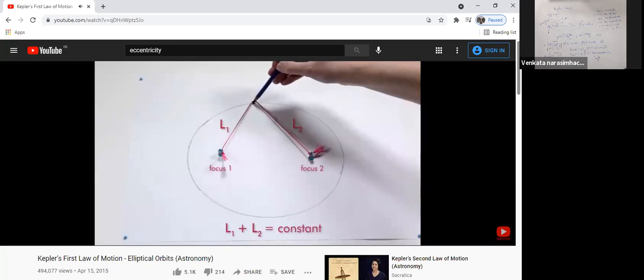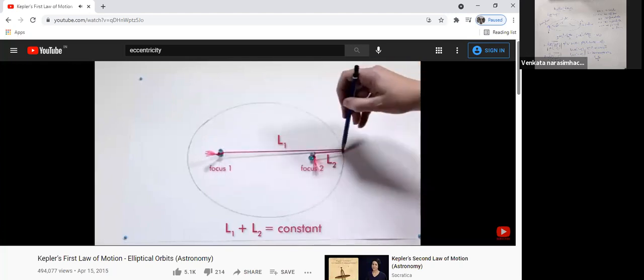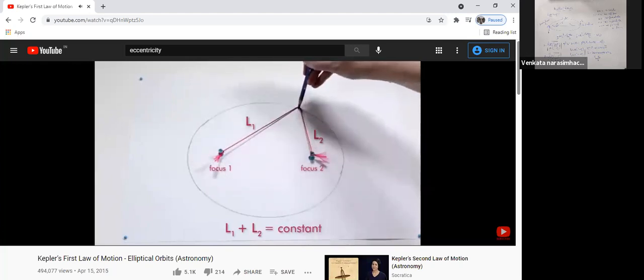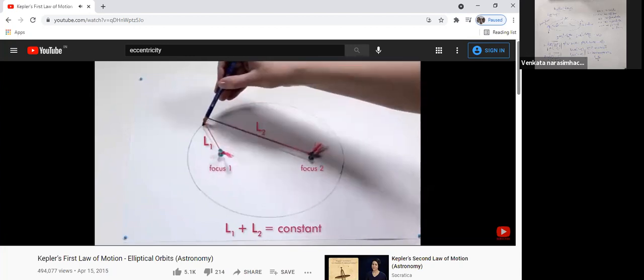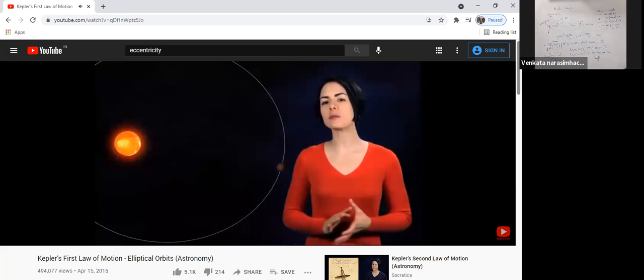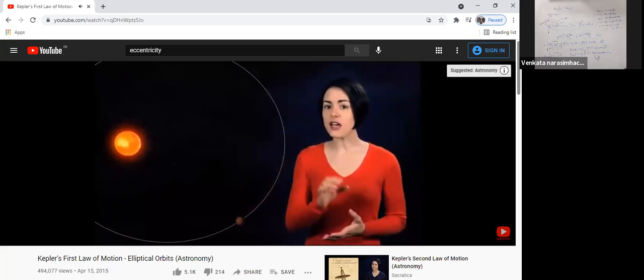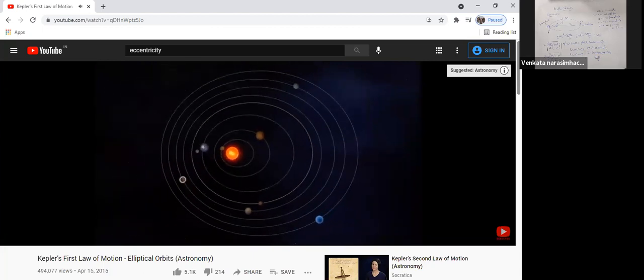The length of the string never changed, meaning that the sum of the distances between each endpoint, or focus, and any point on the ellipse is constant. In Astronomia Nova, Kepler states that Mars travels in an elliptical orbit around the Sun, which is at one of the foci of the orbit. Later on, he expanded this first law to include all of the planets and demonstrated that this shape fit the available observations.